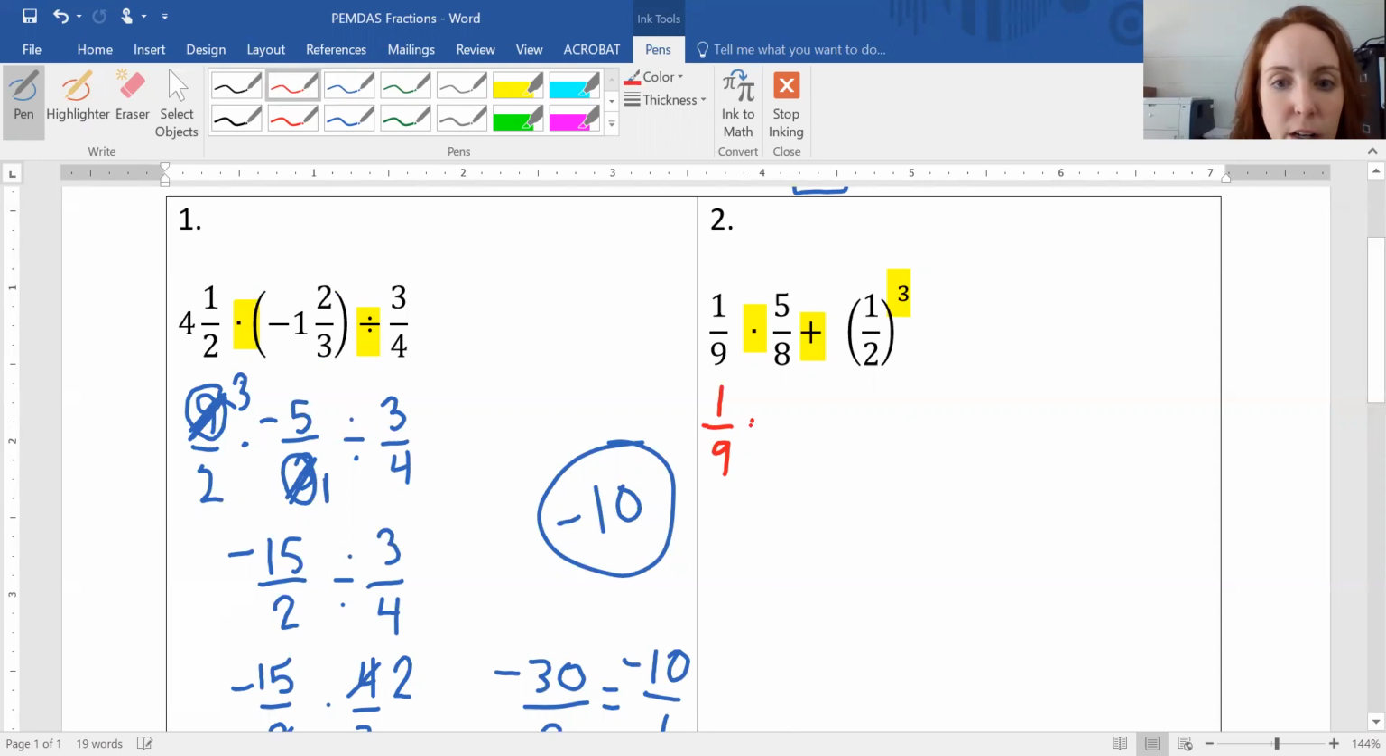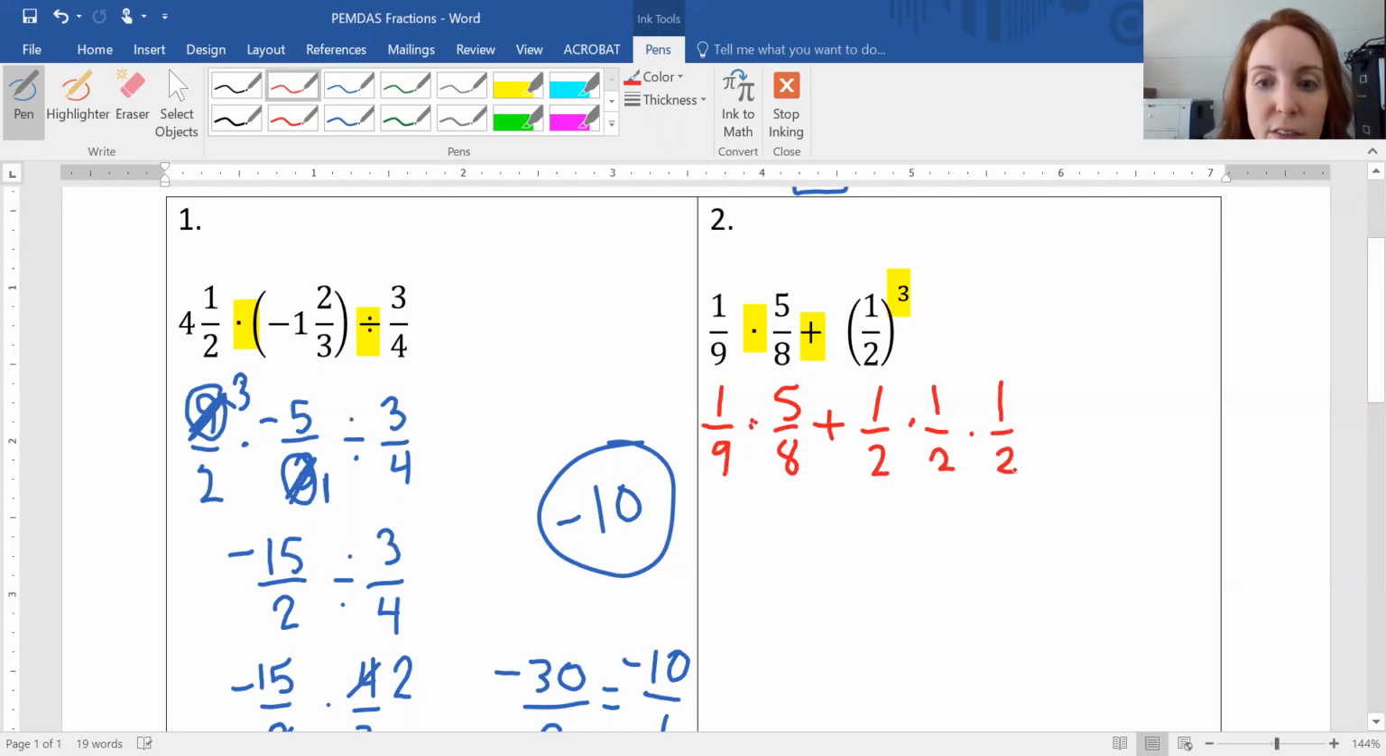So you can see I'm just rewriting my pieces. All right, 1/2 to the 3rd power means that you're going to take 1/2 multiplied by itself, 1/2, 3 times. So we have 1/2 times 1/2 times 1/2. Bringing down everything else. So 1/2 times 1/2 times 1/2. 1 times 1 times 1 is 1. 2 times 2 times 2. 2 times 2 is 4 times 2 is 8. Don't accidentally add.